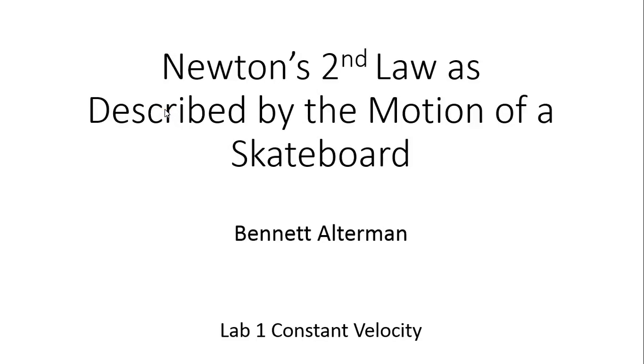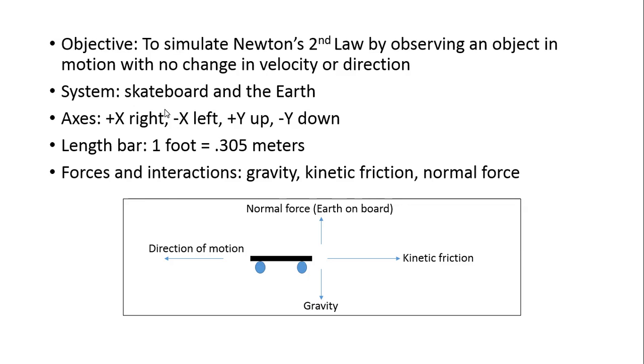Newton's second law as described by the motion of a skateboard. I'm Bennett Alterman. The objective of this lab is to simulate how Newton's second law is applied by observing an object in constant motion. What this means is an object with no change in either velocity or direction. So what I did was I took a skateboard and rolled it across the ground, and that was my model.